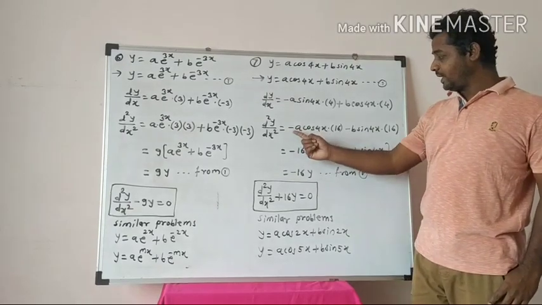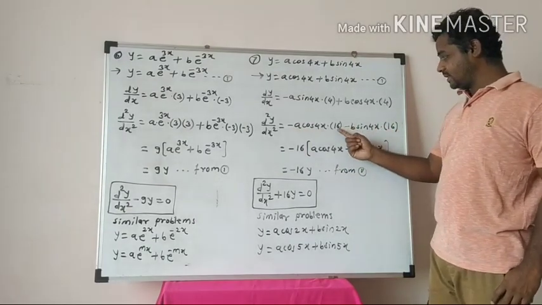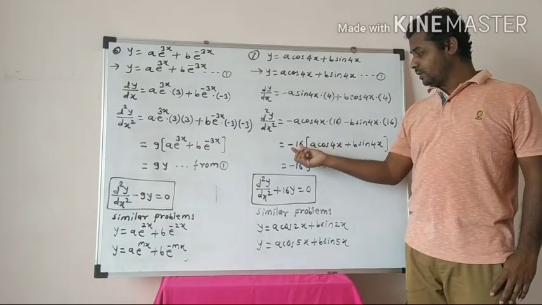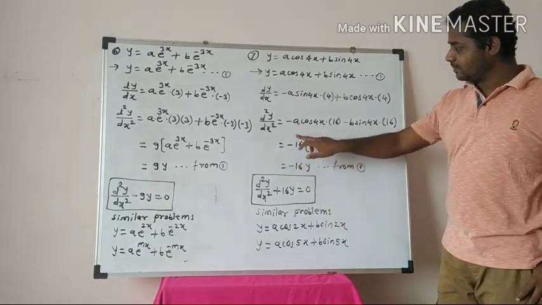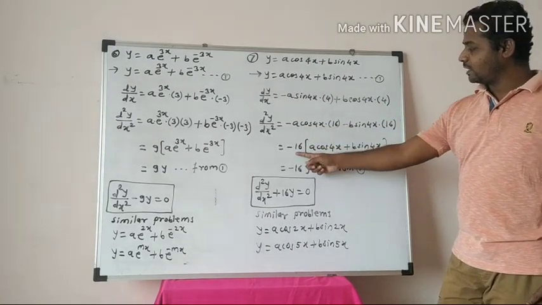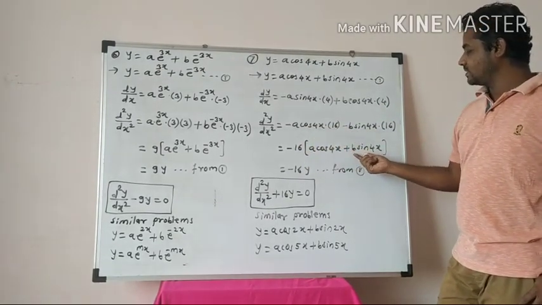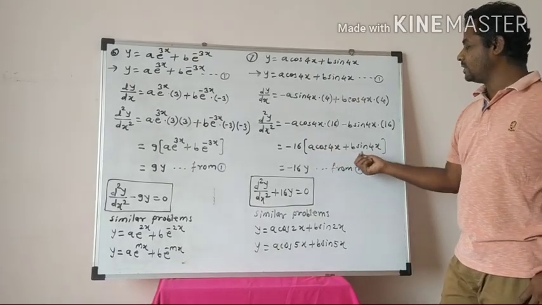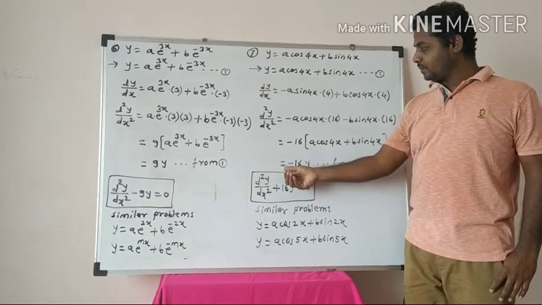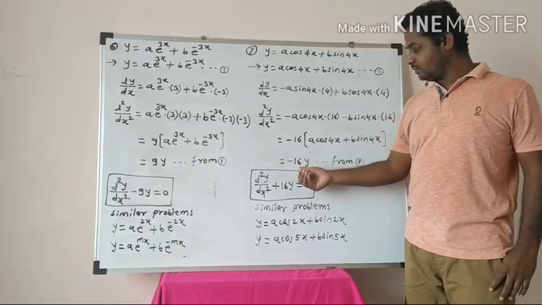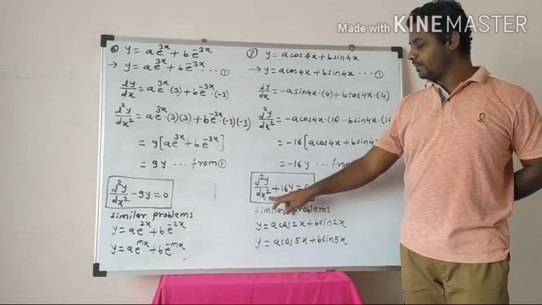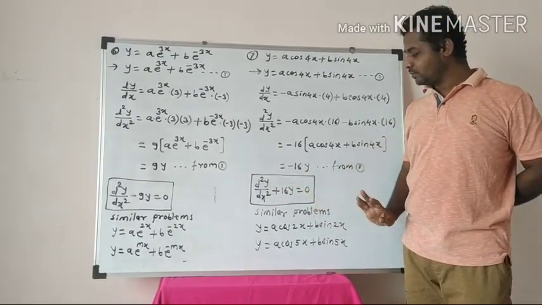Now negative and 16 we take common. Minus common निघतं आणि 16 पण common निघतं. So if we take minus 16 common, then inside the bracket the remaining term is a cos 4x plus b sin 4x. So the bracketed quantity is looking like equation number 1, which is y. So finally we got d2y by dx square is equal to minus 16y from equation 1. Final answer is given by d2y by dx square plus 16y is equal to 0.